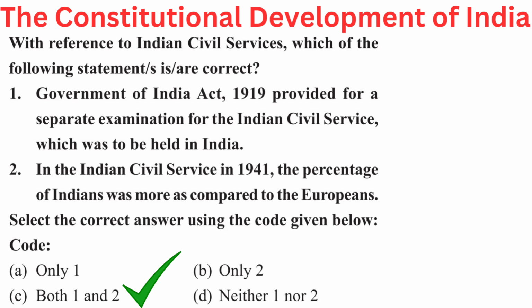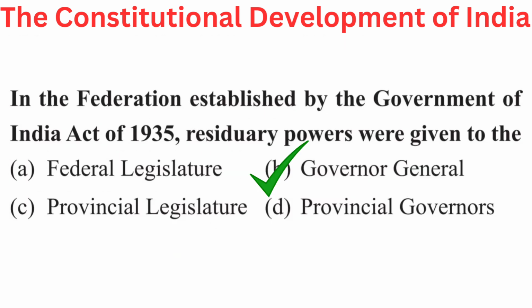Both 1 and 2. First, Government of India Act 1919 provided for a separate examination for the Indian civil service which was to be held in India. And second, in the Indian civil service in 1941, the percentage of Indians was more as compared to the Europeans. Your question is, in the federation established by the Government of India Act of 1935, residuary powers were given to the.